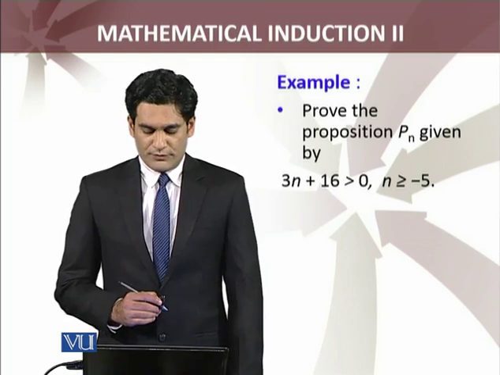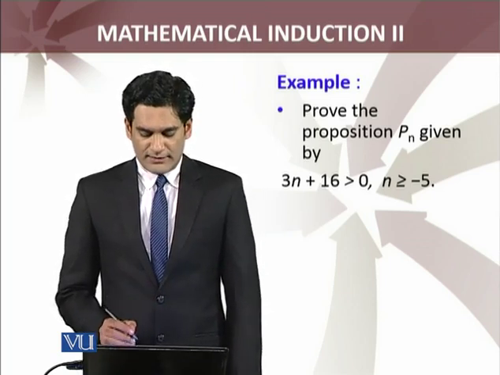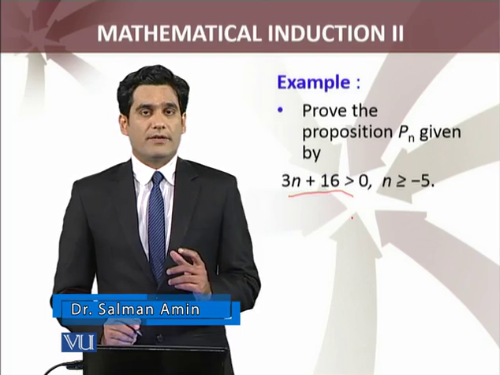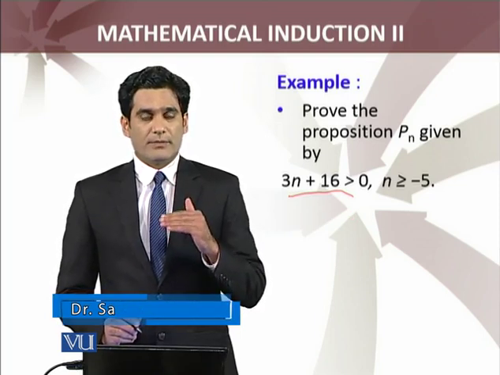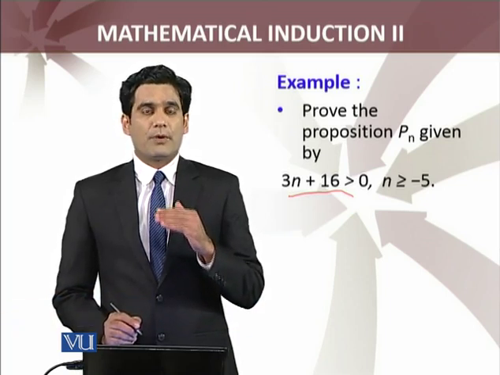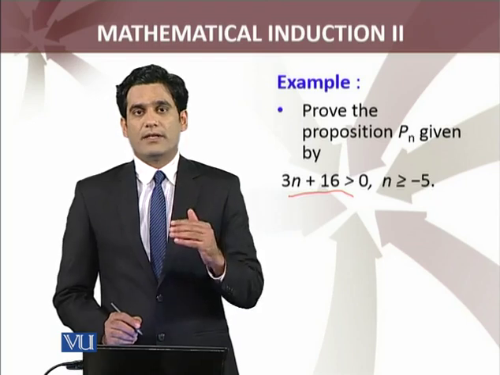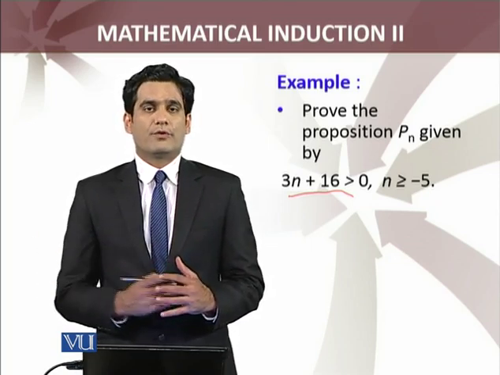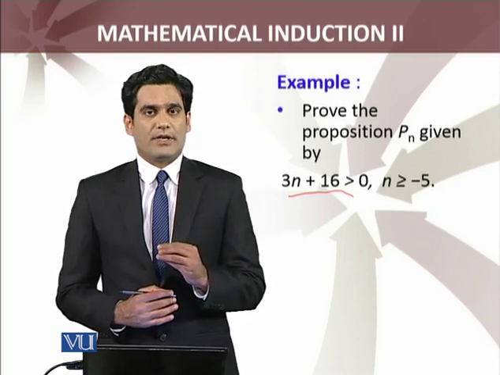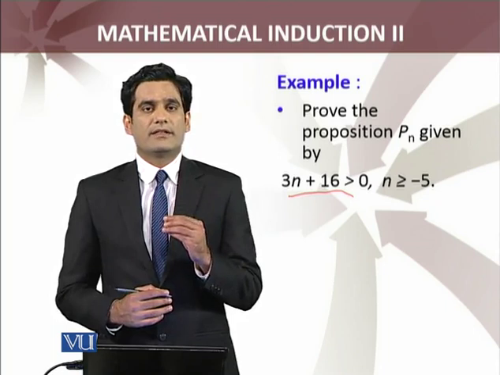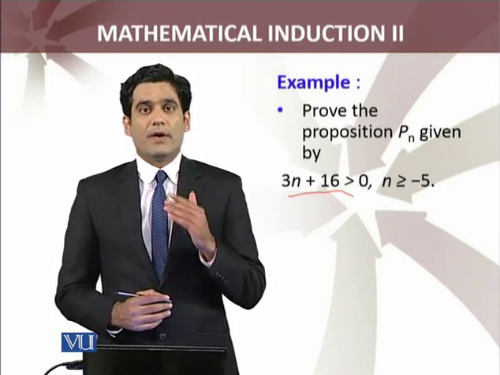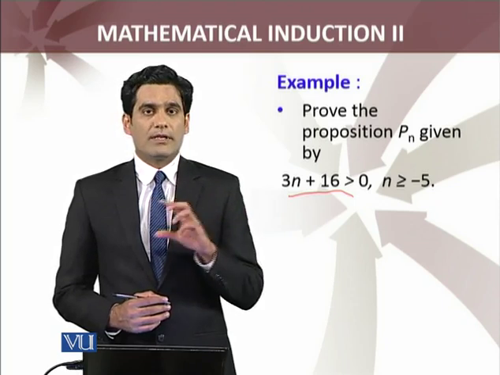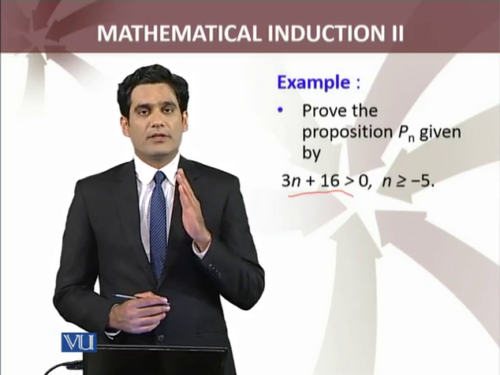The first example is to prove the proposition Pn given by 3n plus 16 greater than 0 whenever n is greater than or equals to minus 5. So the base number is minus 5. The proposition holds for minus 5, minus 4, minus 3, minus 2, minus 1, 0, and so forth, 1, 2, 3, 4, natural numbers. So I am going to prove this one, which is 3n plus 16 is greater than 0. Of course, if we take numbers smaller than minus 5, like minus 6, minus 7, maybe the proposition is not true now. But the proposition is that n should be greater than or equal to minus 5.